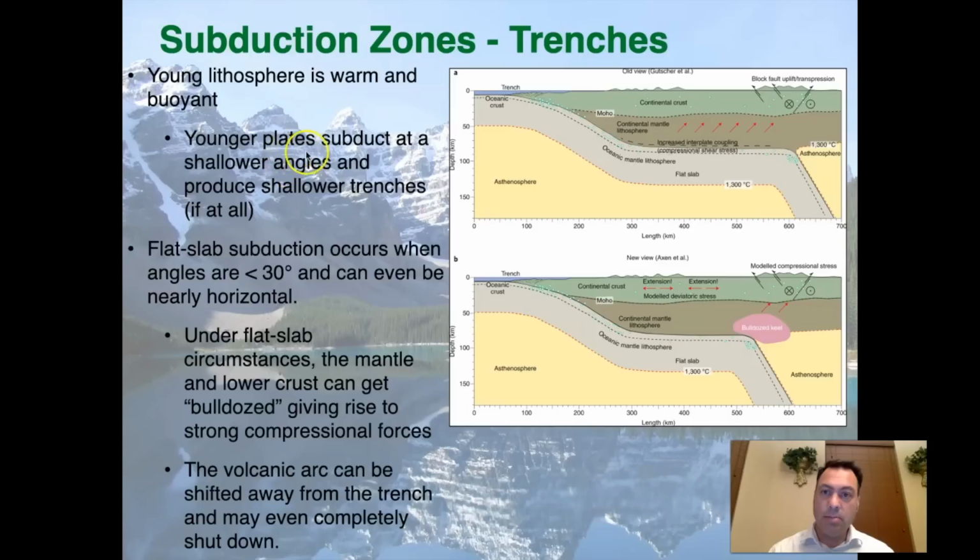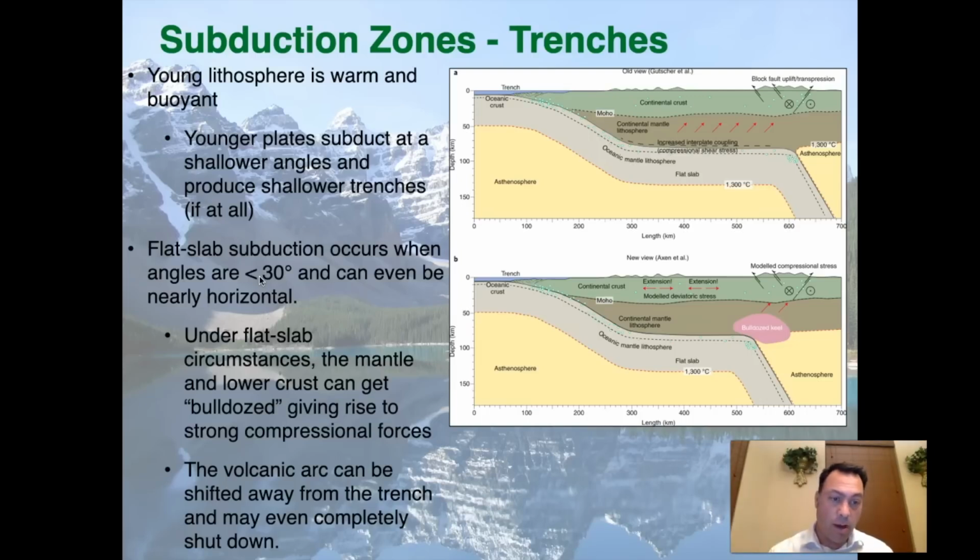Younger plates tend to subduct at a shallower angle and produce shallower trenches. And sometimes this is, like I said earlier, if at all. And when this happens, when you have it really shallow, you can create something called flat slab subduction. So flat slab subduction occurs when angles are less than 30 degrees. So instead of it coming straight down, like what we saw at the Mariana Trench, sometimes it can come in and almost go straight horizontal.